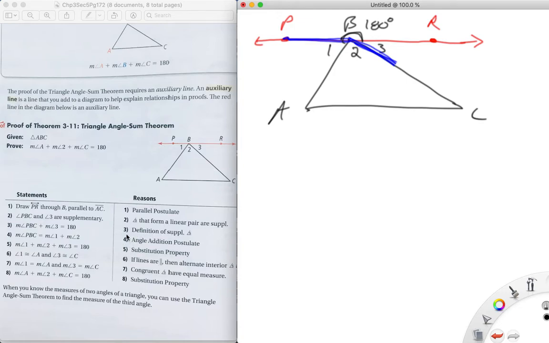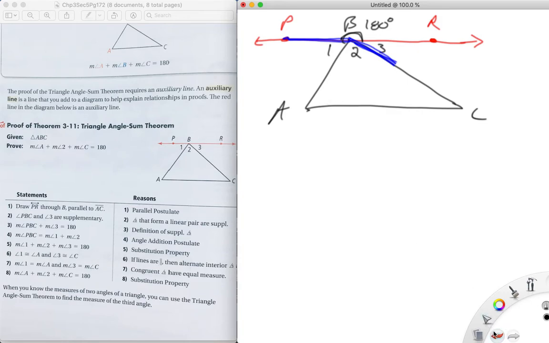Definition of supplementary angles. Then for the fourth line, PBC is made up of angles 1 and 2. So I can use the angle addition postulate and say that angle PBC is equal to angle 1 plus angle 2. Then I can substitute angle 1 plus angle 2 for PBC, and I can say that angle 1 plus angle 2 plus angle 3 equals 180 degrees. Substitution, and that's what we want.